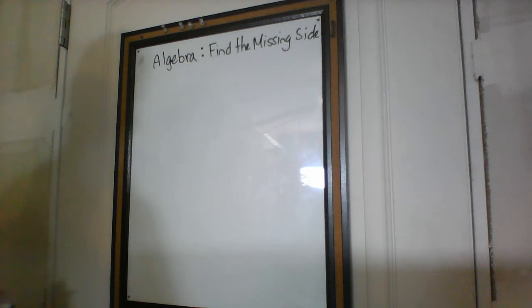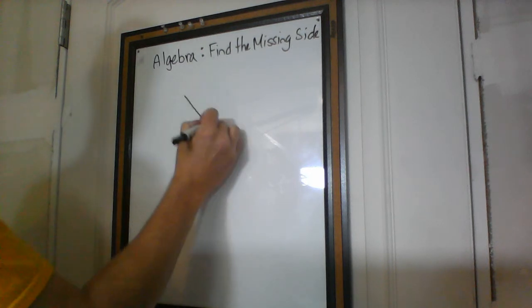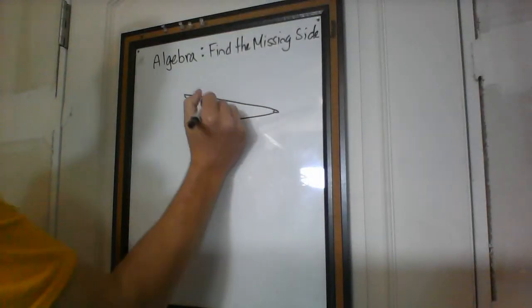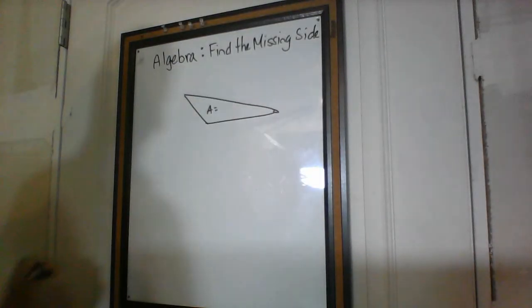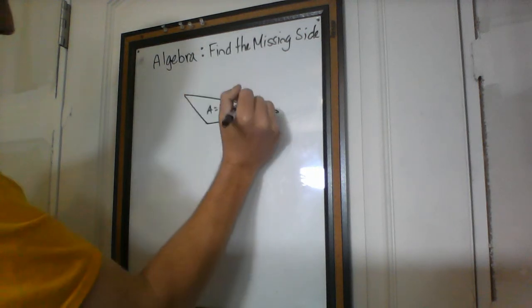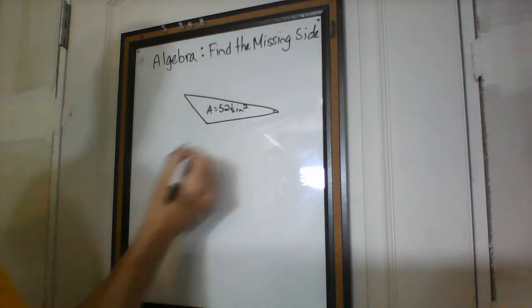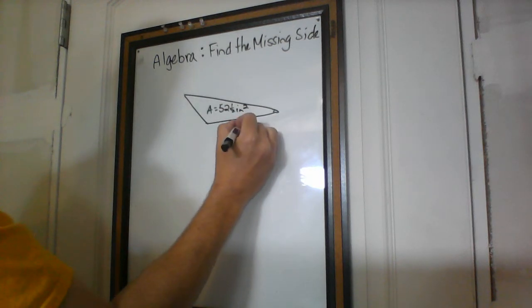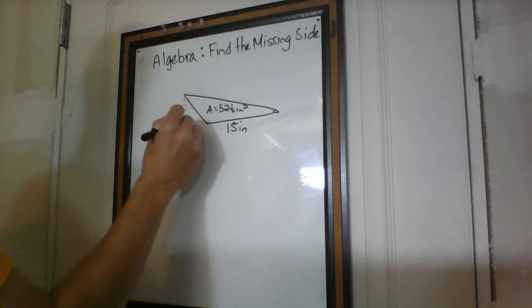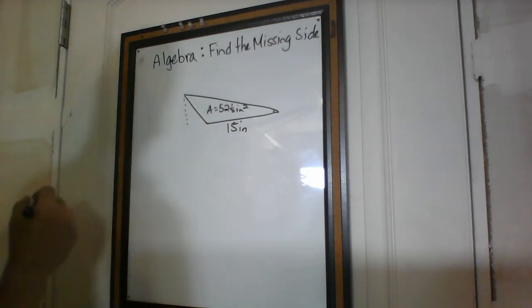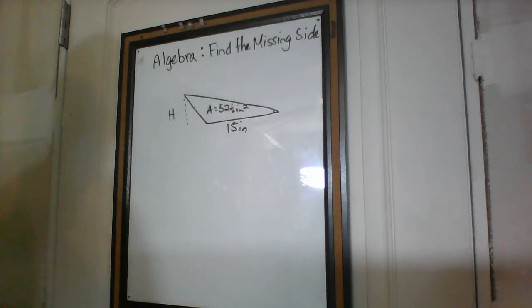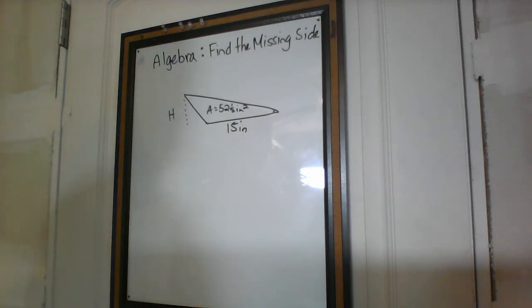All right. This one, I'm going to give you guys some work time. So I will want you to pause as you go through this. So for this one, obviously we have a triangle. We're going to have 52.5 inches squared. We're going to have that base at 15 inches. And then I'm going to have to figure out what the height is. Pause it. See if you can solve.